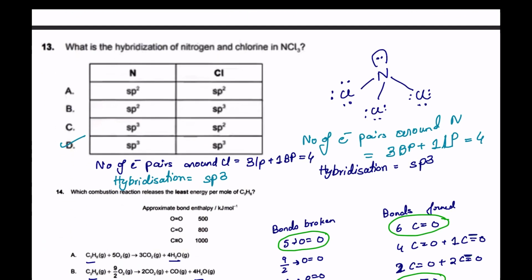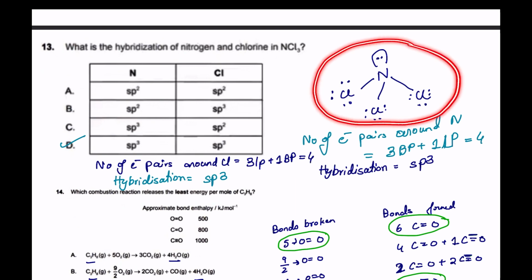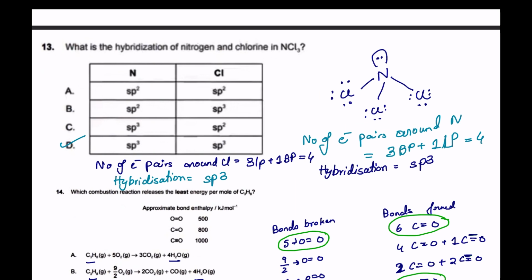Now we are heading on to question number 13. What is the hybridization of nitrogen and chlorine in NCl3? We just have to draw the structure and then find the total number of electron pairs around each of nitrogen and chlorine. Now around nitrogen, we can see there are 3 bond pairs and 1 lone pair. So 3 bond pairs, 1 lone pair, so a total of 4 electron pairs around nitrogen.